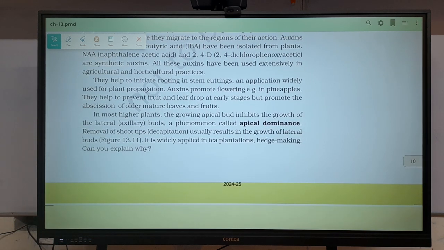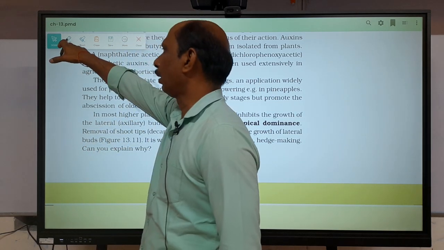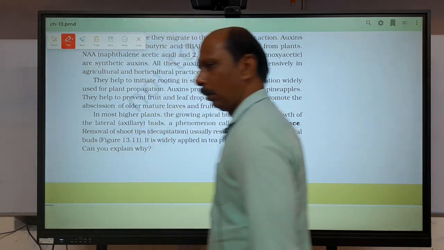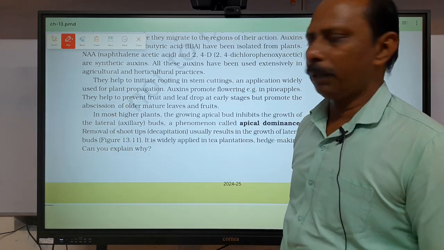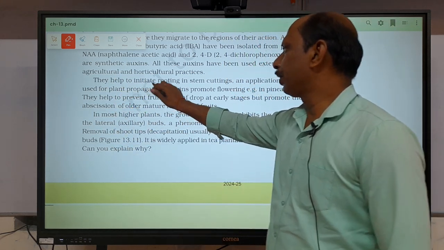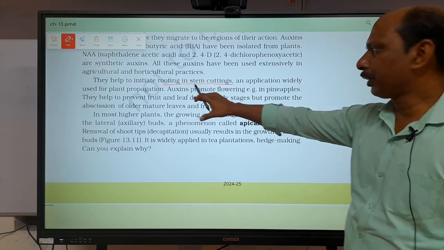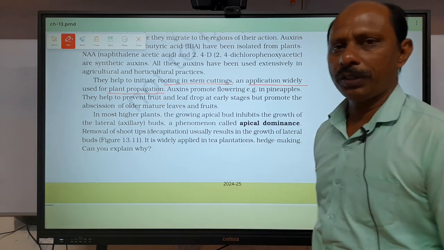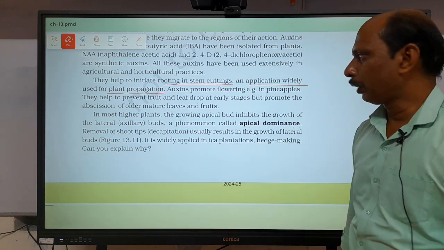They help initiate the rooting system in cuttings. First, what is the function of this auxin? Auxin is used in tissue culture and also in vegetative propagation. They help to initiate rooting in stem cuttings, that is stem propagation. This application is widely used for vegetative plant propagation in case of stem cutting, like in rose or in sugarcane.